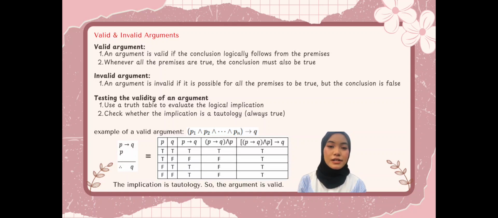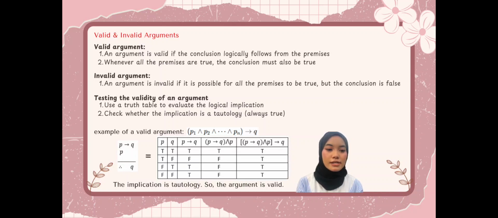A valid argument is one where the conclusion logically follows from the premises. This means if all the premises are true, then the conclusion must also be true. On the other hand, an invalid argument is when it's possible for all premises to be true, but the conclusion is false. To test the validity of an argument, we use a truth table.